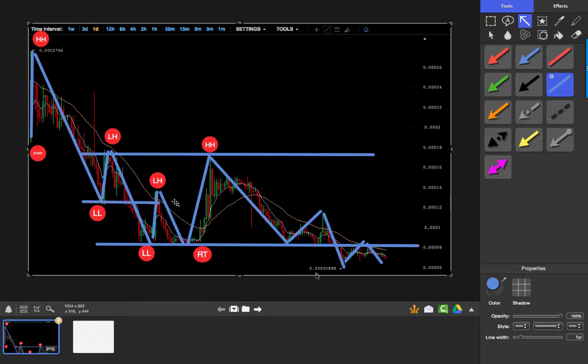This is the one. And this is the one. And I want to bring your attention to look how the market respects previous support and resistance. You can see it makes a lower low, then it makes a lower high, and then it makes a lower low. Look how it retests the previous lower low.